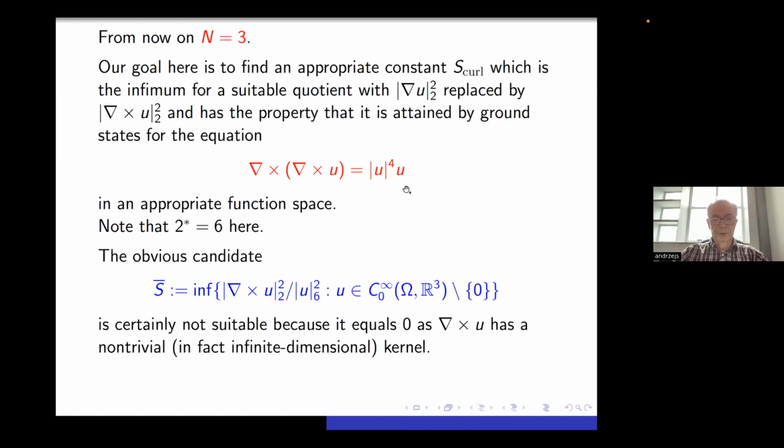Well, there is one obvious candidate. One does the same thing as before. So instead of having gradient U, we take curl U and divide by the L6 norm squared of U. But this is not a good choice because curl U can be equal to 0. So this means that the infimum will be equal to 0.